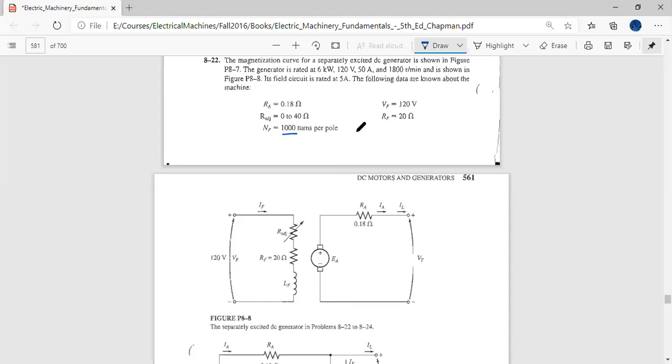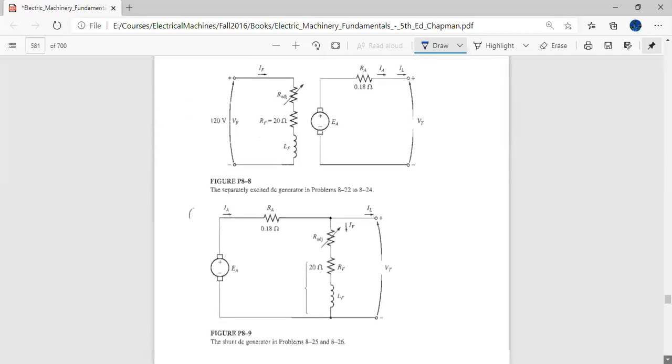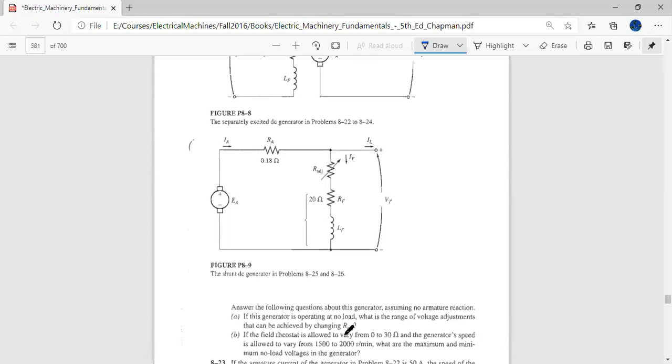Following data is known about the machine. Let's move forward. What does this ask us? Answer the following questions about this generator, assuming no armature reaction. This is part of the course because we don't consider armature reaction in this syllabus.